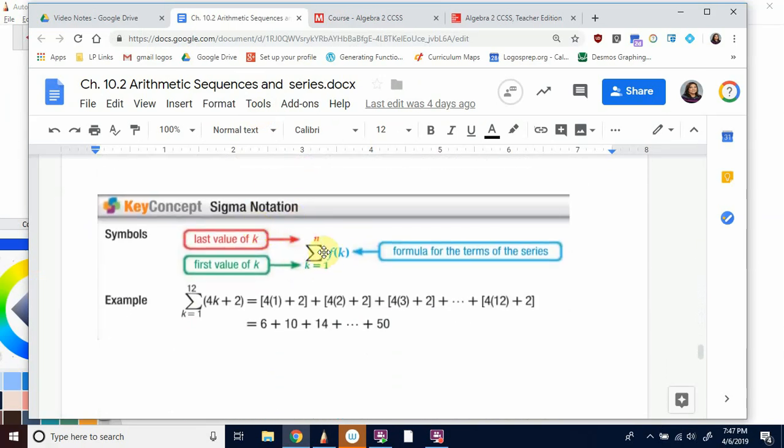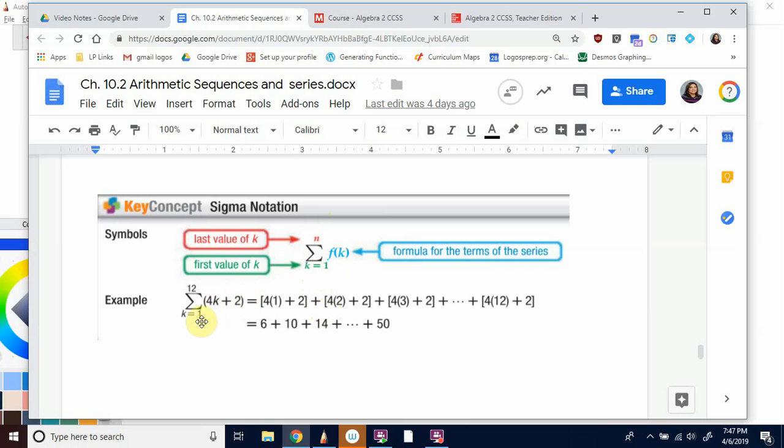All right, so sigma notation, it's a Greek letter that looks like a capital E. So it's going to use this formula. k equals 1 is going to be the first value of k, and n is going to be the last value of k, and then f of k is the formula for the terms of the series. So an example would be this one.